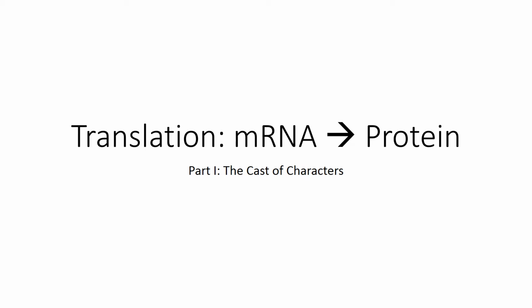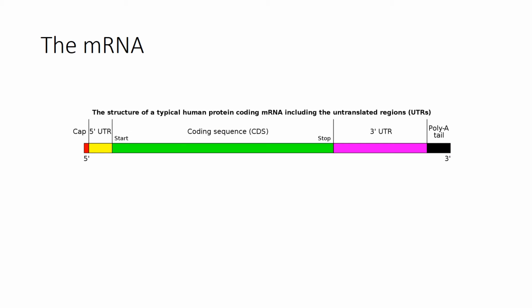Before we hear about the actual process of translation, I wanted to introduce you to the cast of characters, so to speak, those molecules that are going to be required for the process to occur. Among these are the mRNA, and we've learned a lot about how the mRNA is produced. We've heard that the mRNA in a eukaryotic cell is going to be modified in the nucleus by the addition of a 5' cap, denoted by the red rectangle, at the 5' end, and a poly A tail, denoted by the black rectangle, at the 3' end of the mRNA. Once those modifications have been made, the mRNA can leave the nucleus for translation in the cytoplasm.